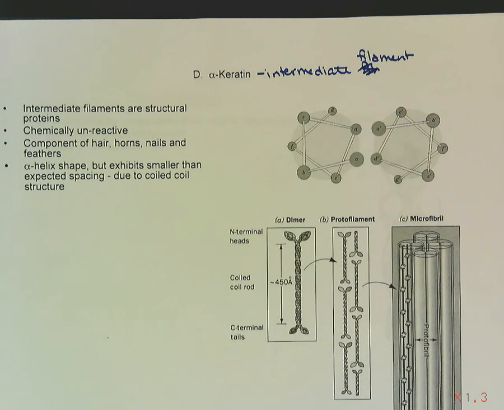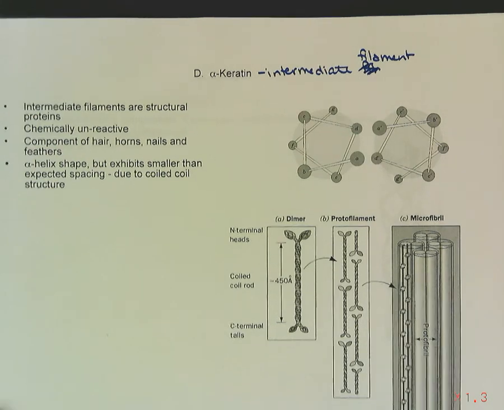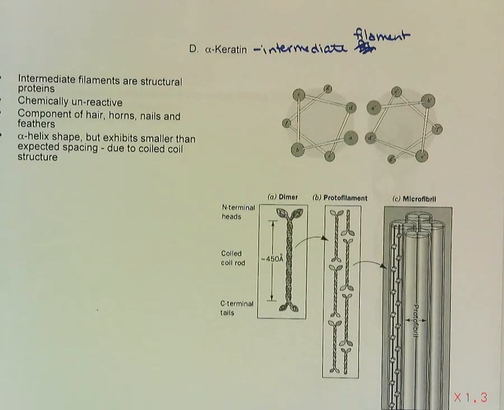So intermediate filaments are structural proteins, just like the other ones we've talked about. Keratin happens to be chemically unreactive, an important component of hair, horn, nails, feathers, and a few other categories. It officially has an alpha helix shape, but because of its overall quaternary structure, it has a smaller coiled shape than what you would think if it's just a regular old alpha helix, right? Alpha helixes have 3.6 amino acids, and they have so much space between each curve. But because it's coiled coil, it's going to be a smaller circumference than what you'd think.